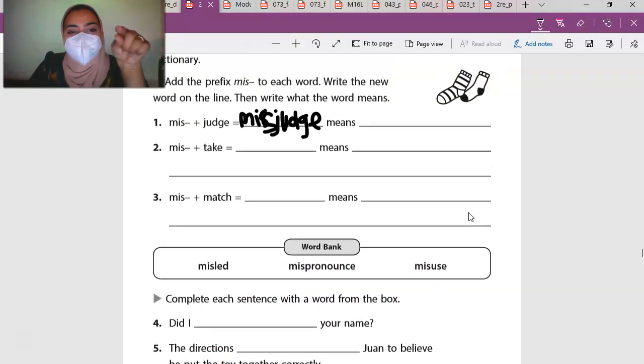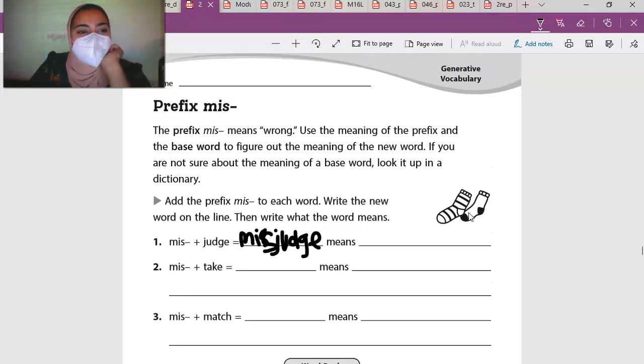That's all you're doing. So you're going to do this worksheet, prefix miss, and you're going to take the quiz for Jackie and the Beanstalk, and that's it.